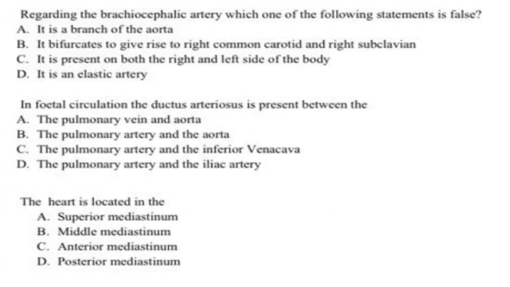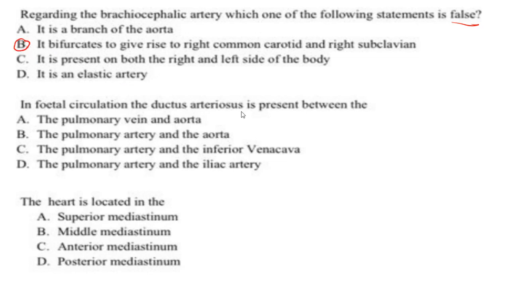Regarding the brachiocephalic artery, which one of the following statements is false? The first one is, it is a branch of the aorta. It bifurcates to give rise to the right common carotid and right subclavian, and then it is present on both the right and left side of the body, and it is an elastic artery. So if you look at the answer here, the answer is just B.